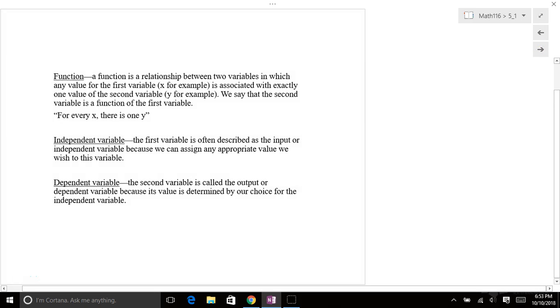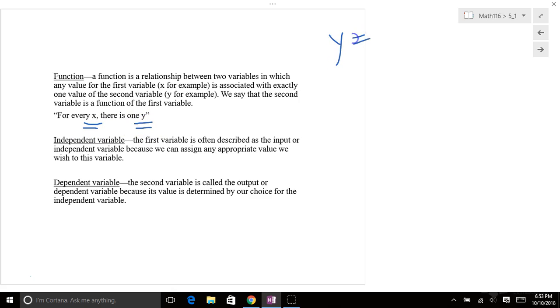A function is simply a relationship. You can have a relationship between any two variables that you want, where for every input, there's exactly one output. So a lot of the times in algebra, you'll say for these functions, for every x, because x is usually the input, there's exactly one output y.